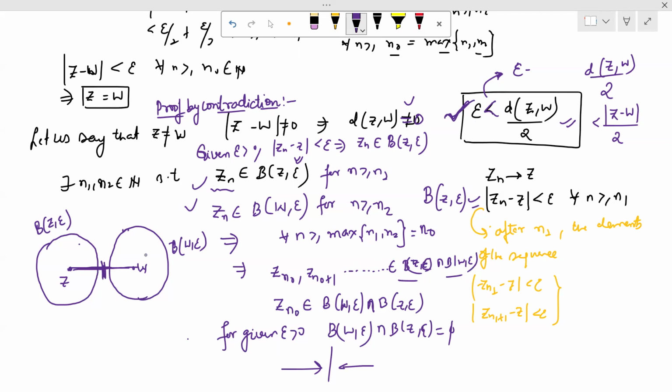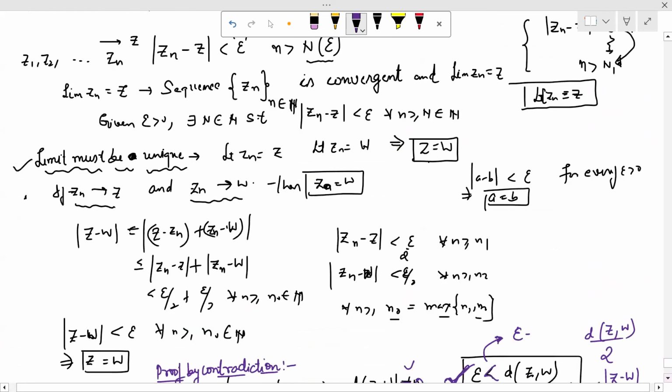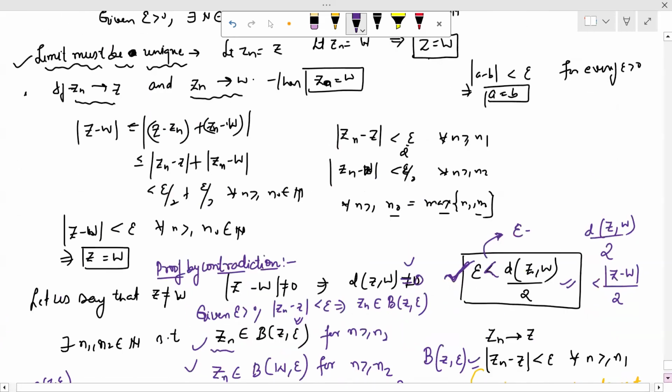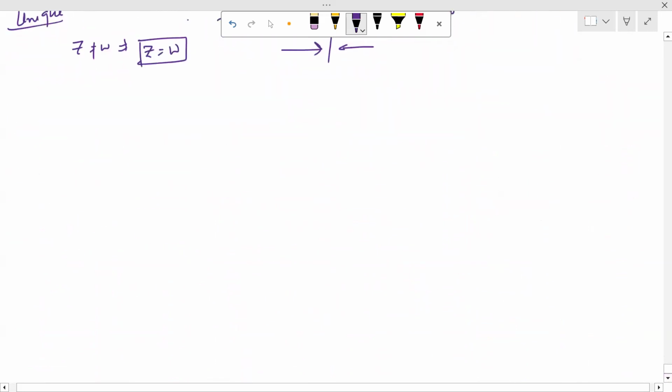However, for the given epsilon, you can clearly see that this intersection is empty. Therefore, we arrive at a contradiction, which implies Z cannot be unequal to W. It implies Z has to be equal to W. So if at all the limit exists, then it must be unique. This is a proof that you have already done in real analysis classes also. Now again, we are doing the same in complex analysis also. Just for a sense of repetition, I've done it. I will not do these things time and again, but just for the sake of it, I've done it.